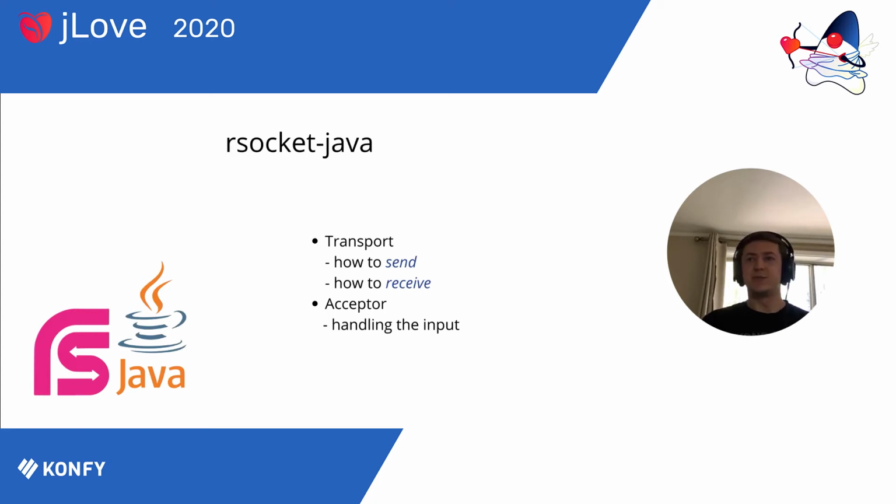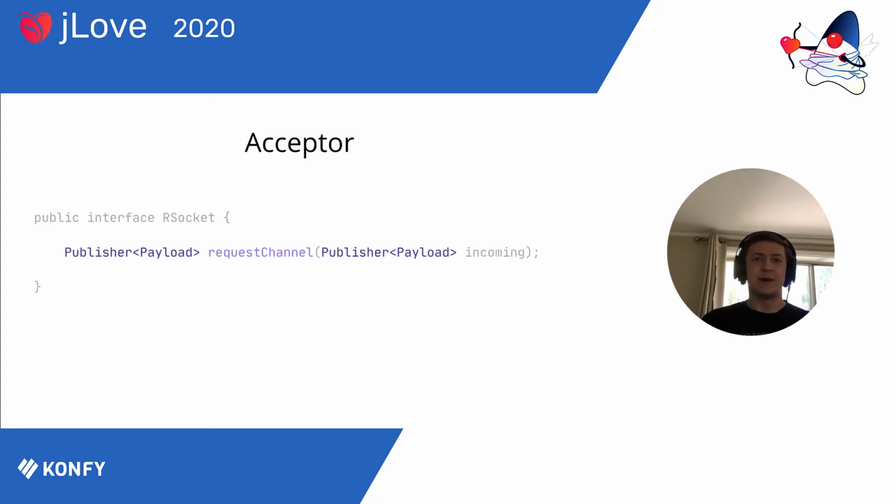You just need to implement an interface, transport interface, that says how to send the messages and how to receive the messages. And that's basically where to get bytes from and where to send bytes to. And the second part is to implement an acceptor. An acceptor is how you're handling the input. And in the acceptor, it's basically the implementation of the request channel.